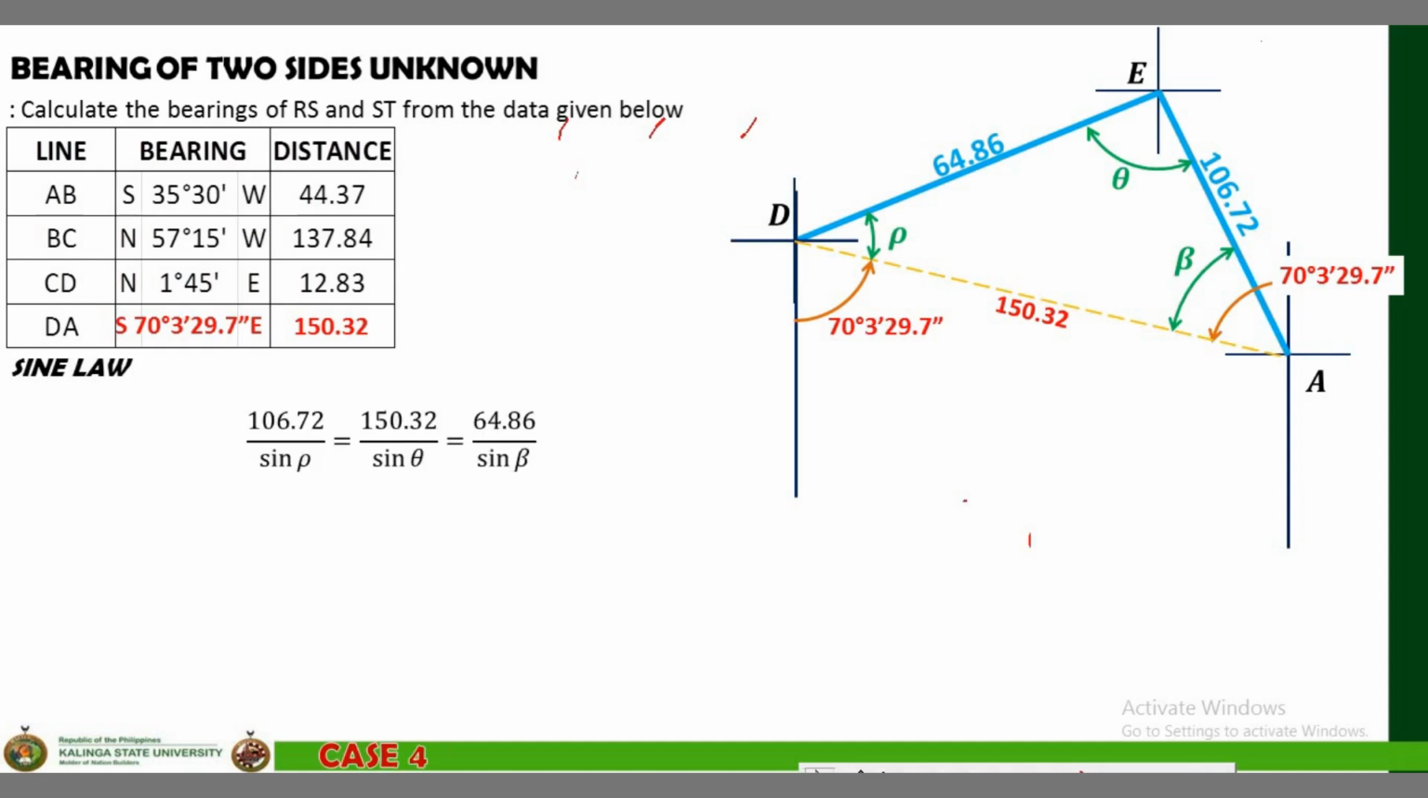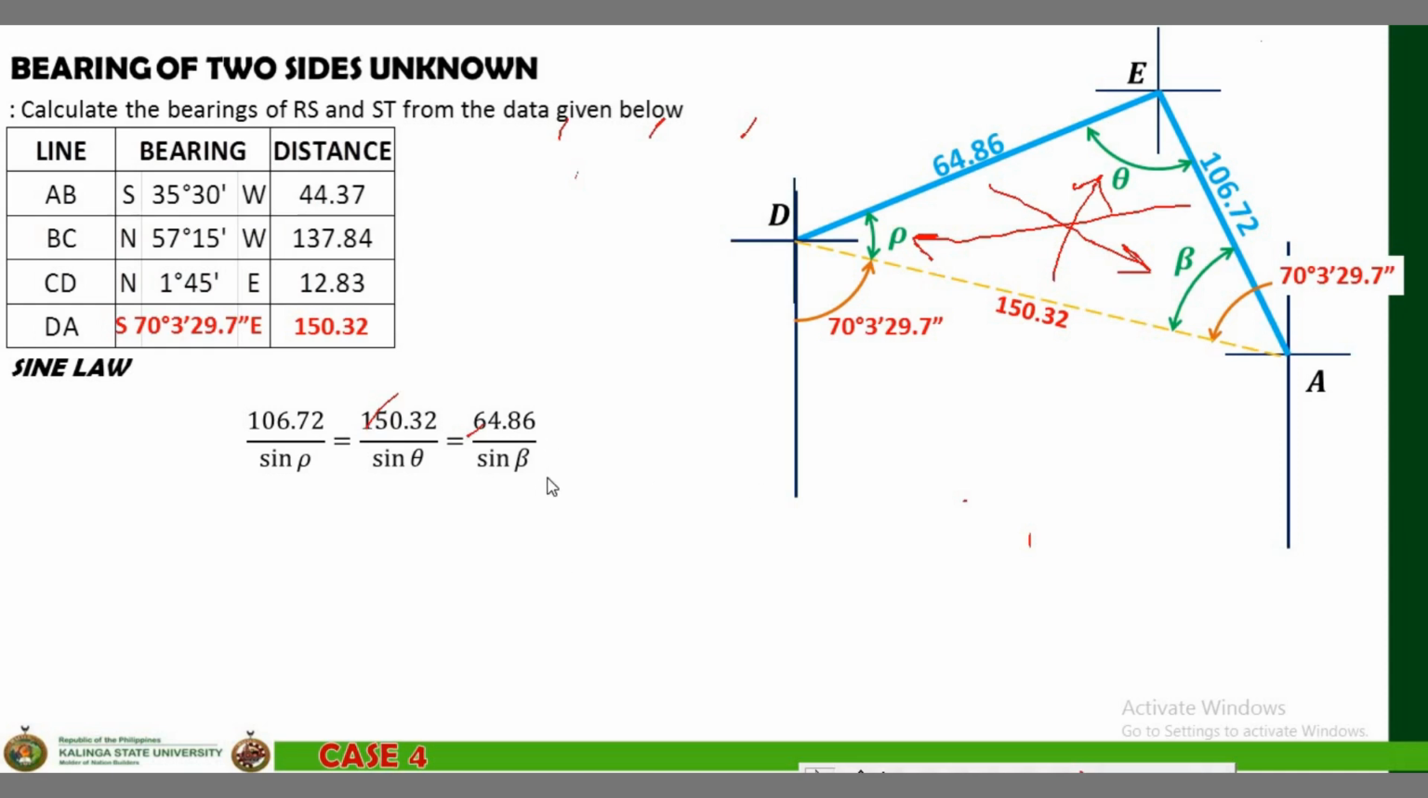106.72. The opposite angle of 106.72 is rho. The opposite angle of 150.32 is theta. The opposite angle of 64.86 is beta. So that is my sine law.